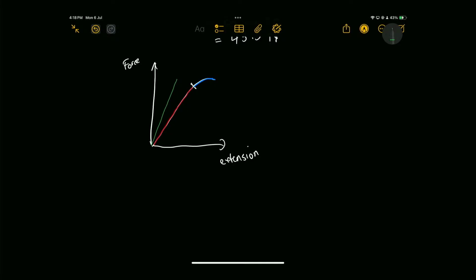Now, right, so let's take a simple question, right? So we have a spring at equilibrium. At equilibrium, the length of the spring is 10 centimeters.